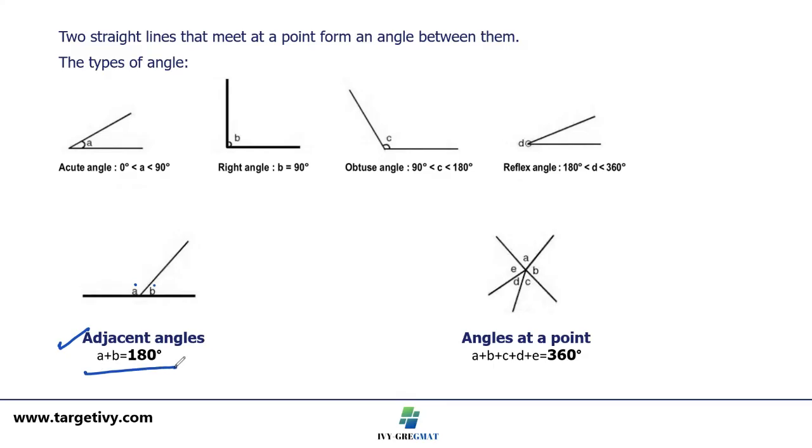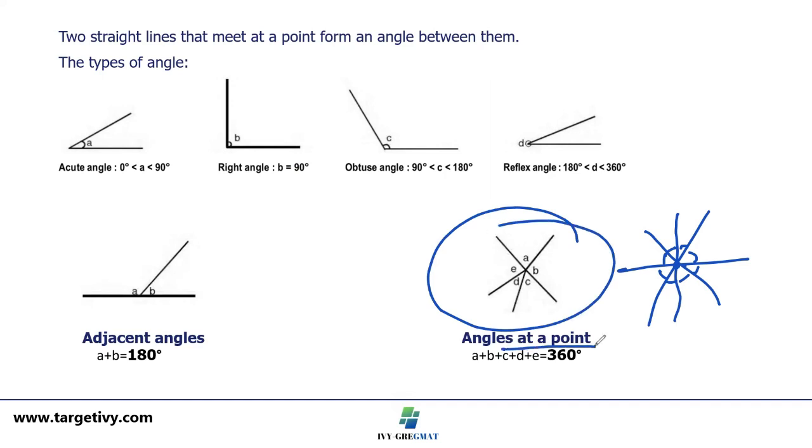Now angles around a point. If I have a point here, there can be multiple angles I can make around that point, like we have seen in this figure. The angles at a point add up to 360 degrees. For every point, the total angle is 360. If I divide it into two, this is 180.